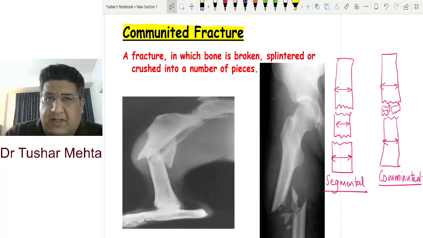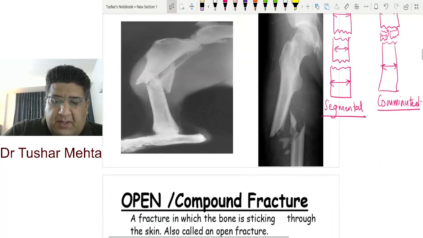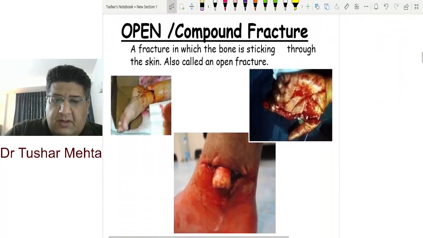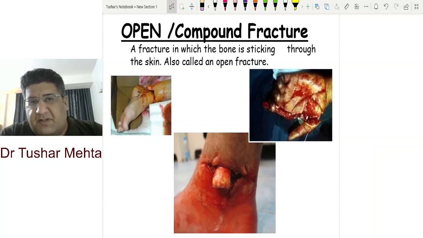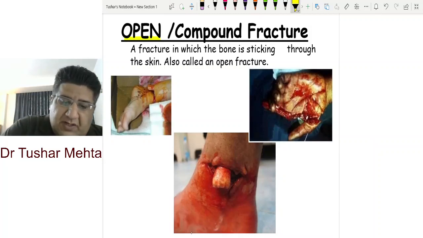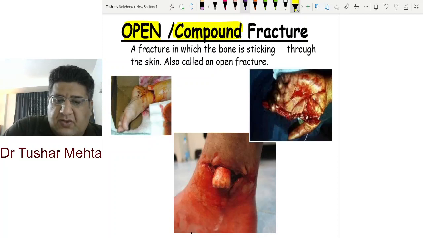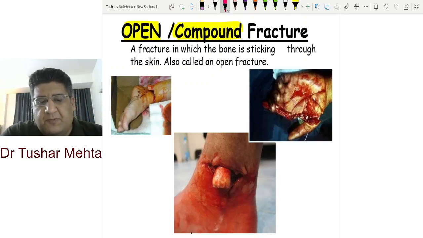Please try to understand. Moving further, transverse is done, spiral is done, comminuted is done. The next pattern is another sort of classification that I've already told you, that we have a closed fracture and we have an open fracture. We have discussed this classification, so you can very well see an open fracture, and as I have already told you, the word compound is no longer used now, because there is no concept of compounding now.